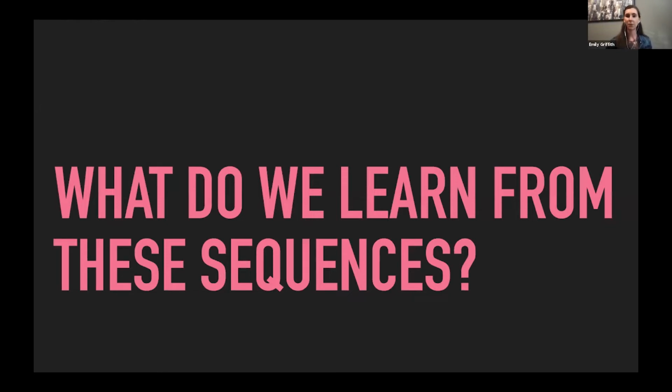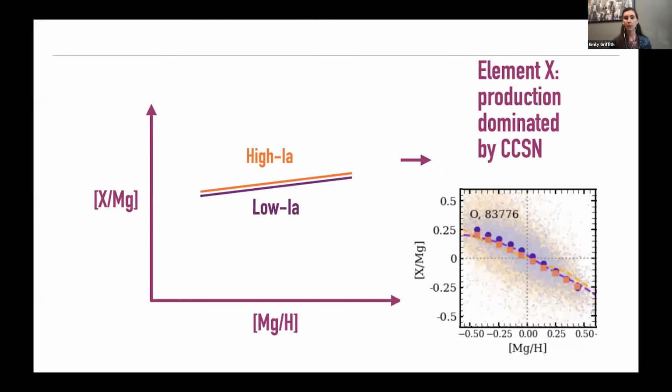And we can do that through looking at the locations of these sequences and their separation or their inclination. So if we have some element X that has a high 1a and a low 1a sequence that are very close together with small separation, we can infer that that element is dominantly produced by core collapse supernovae. This is the case for oxygen. So in the panel on the right, I'm showing oxygen abundances for 80,000 stars in GALAH, and we see that the high 1a and the low 1a sequences are right on top of each other. And oxygen is also produced almost entirely in core collapse supernovae.